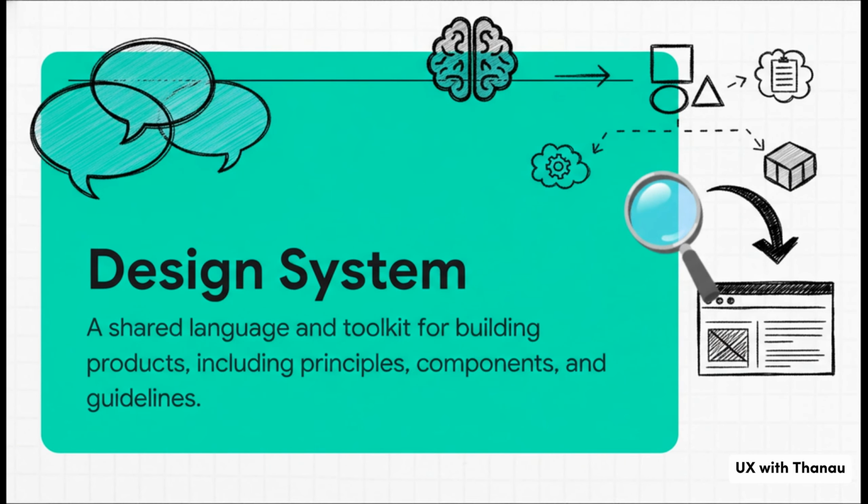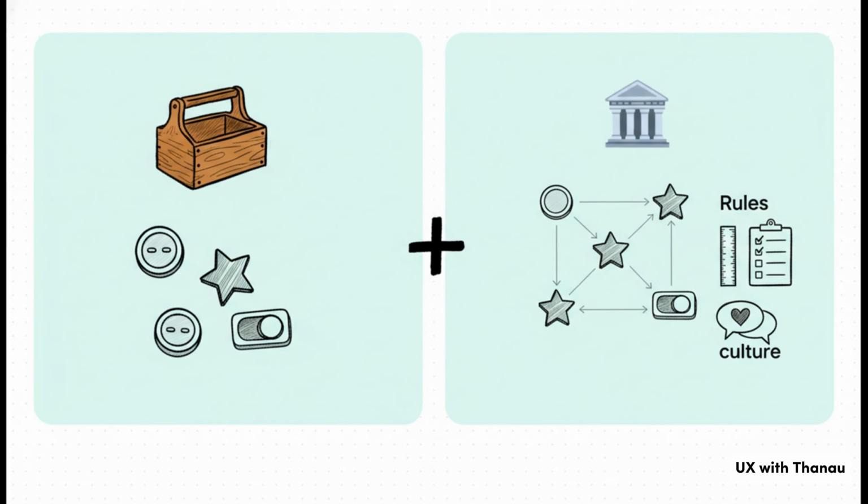It doesn't just give you the what, the components. It also tells you the why and the how, the core principles and the rules for using them right. And that brings me to a really important point. A lot of people hear design system and think UI kit. They are not the same thing. A UI kit is just the toolbox, the collection of buttons and stuff. A design system is the toolbox plus the instruction manual, the philosophy, and the culture of how you build things. It's a living, breathing thing that's built to help you scale.